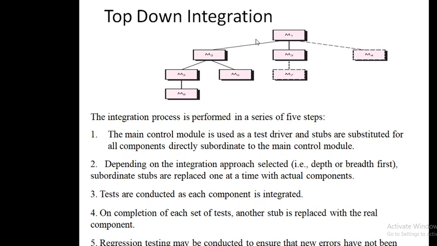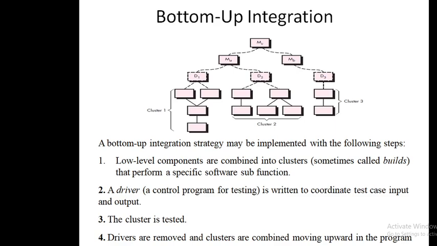Then the second type is bottom-up integration. In top-down, integration proceeds from top to bottom. In bottom-up, integration is carried out from bottom to top. For this one also, we follow some steps. Now to the first point: the lower-level components are combined into clusters. That means the lower components are combined to form clusters. Clusters, sometimes called builds, perform a specific software subfunction.